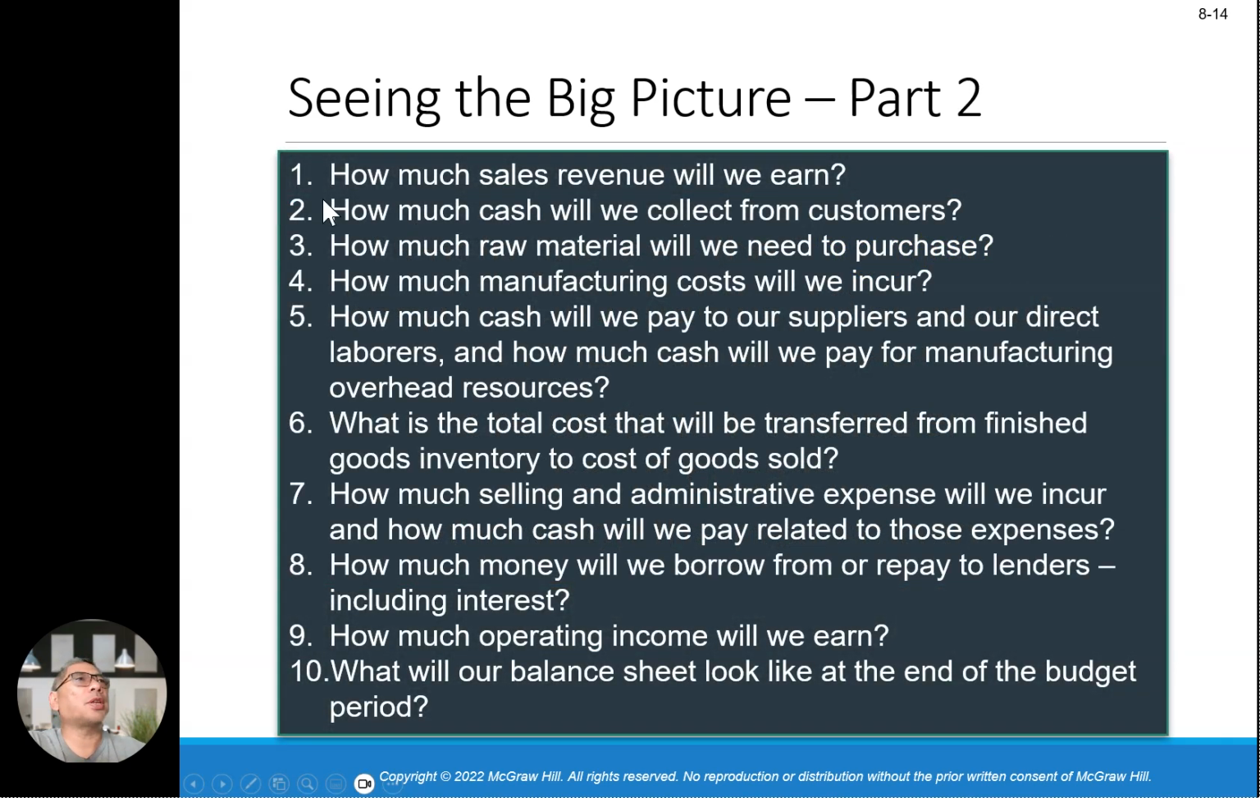What are the 10 questions? From revenues, cash collections, raw materials, manufacturing costs, how much cash you need to supply to pay your suppliers, how much total cost can transfer from finished goods, how much you're selling and which expense, how much money you need to borrow and repay on loans, how much profit will be earned, and what the balance sheet looks like at the end of the budgeting period. Those are the 10 questions.